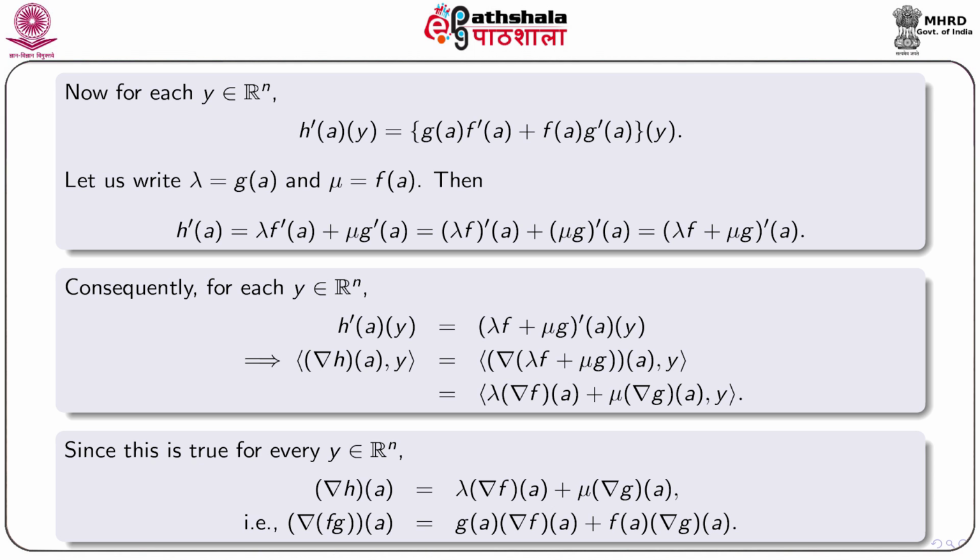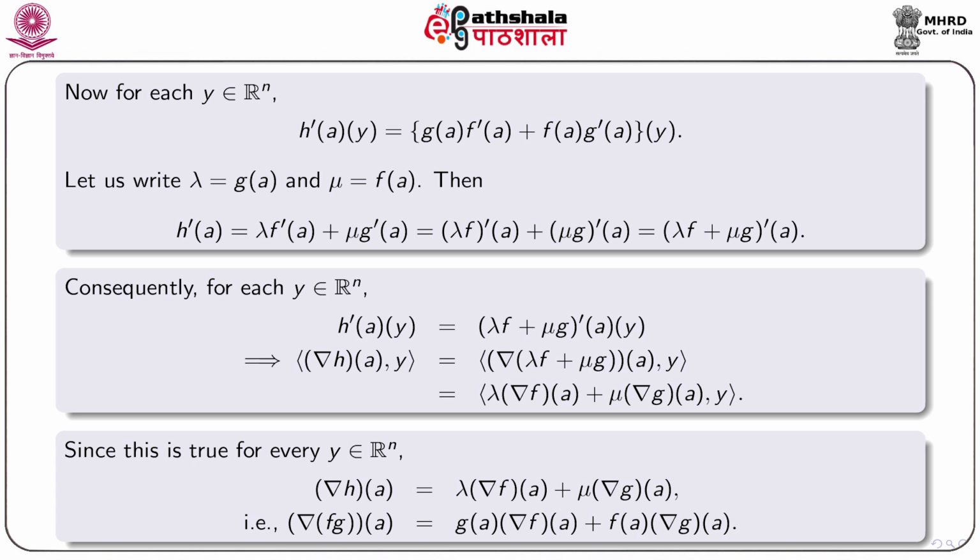In other words, the inner product of grad H at a and y equals the inner product of the gradient of lambda F plus mu G at a and y. Now, using the linearity property of the inner product, and using the linearity property of gradient, we can write this as lambda times grad F at a plus mu times grad G at a with y.